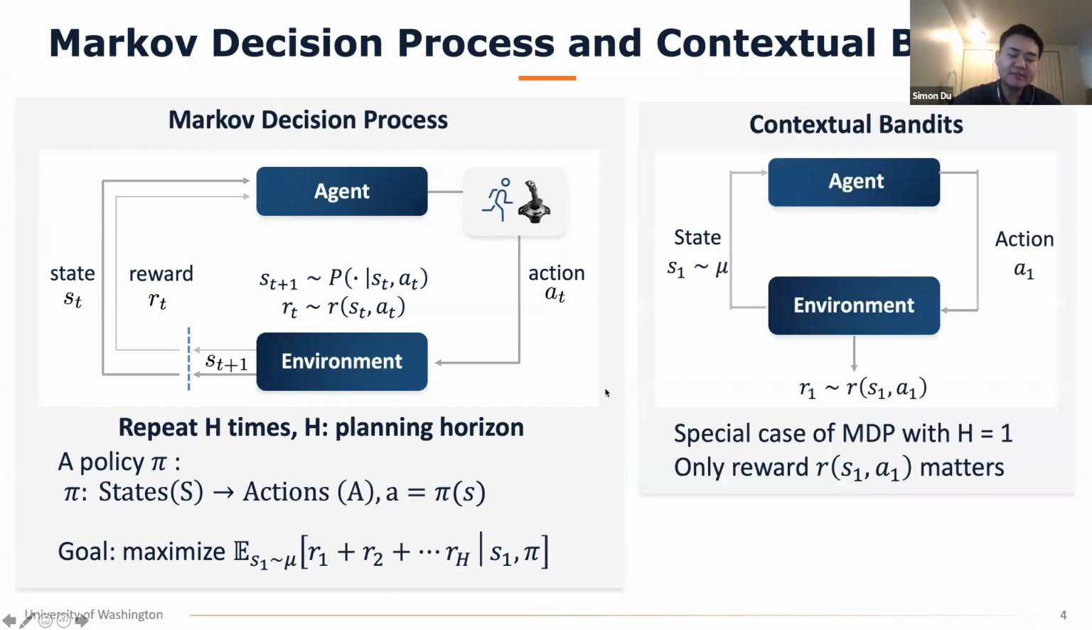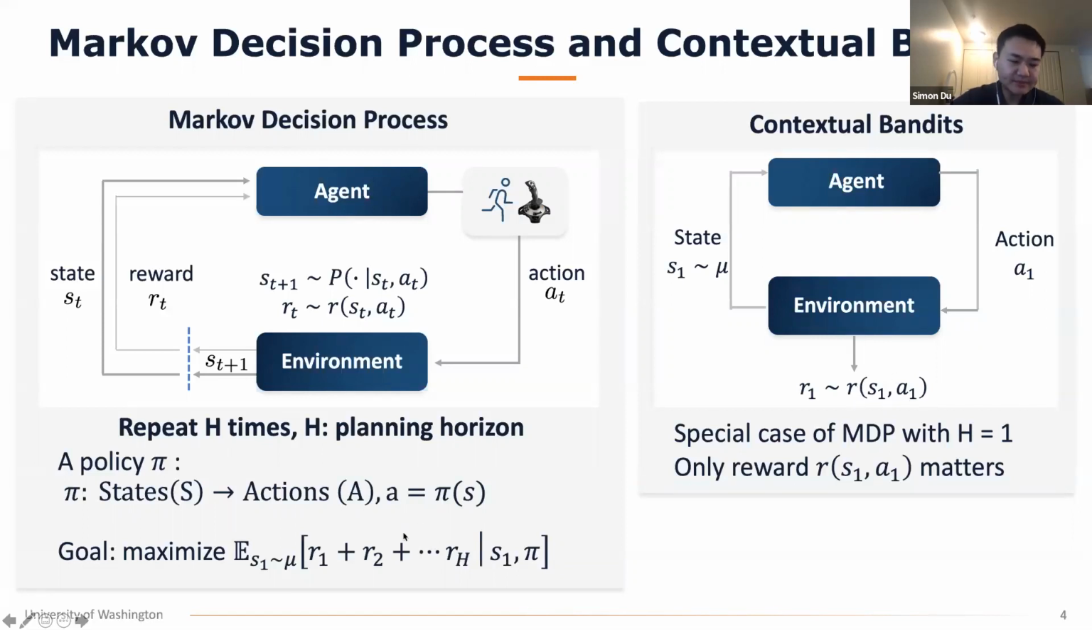I would like to mention a special case of the Markov decision process, which is called contextual bandits. This is basically a special case of a Markov decision process with planning horizon being 1. In this setting, it's very simple. In each episode, the environment will generate some state S1 from this distribution mu, and the agent will choose some action A1, and then you get some reward according to the reward function. There's no long-term planning in contextual bandits. The agent can just choose the action that maximizes its reward.